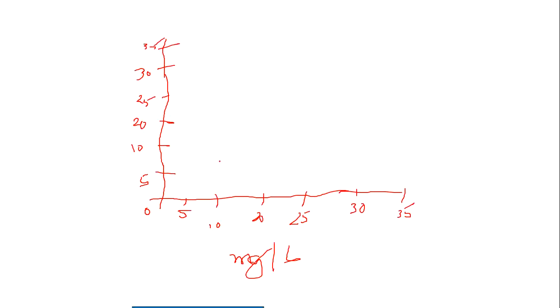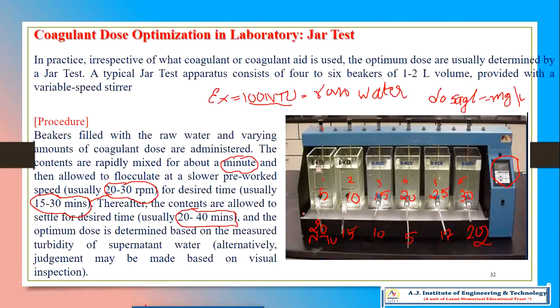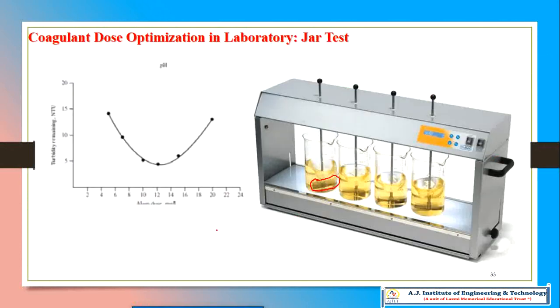So now, for me, at 5 milligram per liter, the turbidity was 20, right? And for the 10 milligram dosage in the second beaker, it was 15. In the third beaker it was 10, and in the fourth beaker it was 5. Again, in the fifth beaker I gave a 25 dosage, and it went up.